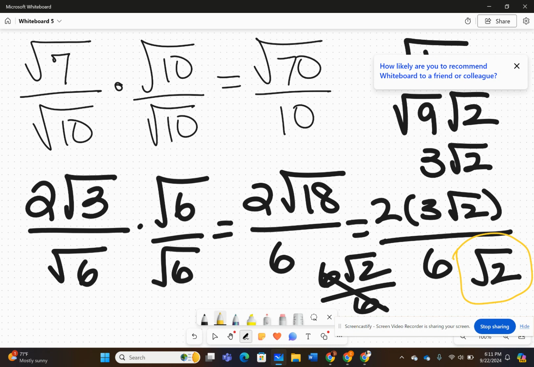All right. So basically the idea is that whatever you have here, you copy here as the numerator and the denominator. And then you multiply coefficient with coefficient, radicand with radicand, and then you simplify. You have to simplify the radical and you have to simplify the fraction. Hope this helps.